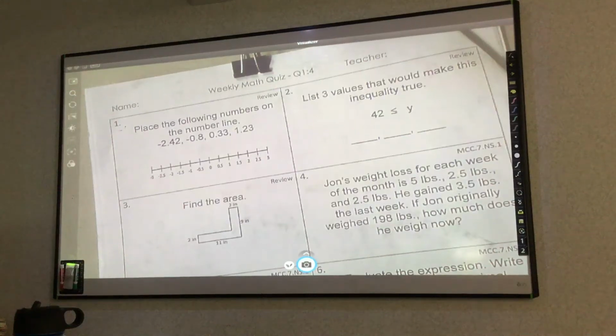So this is the quiz for quarter 1, week 4. And he got back one, up there. Make sure that you show your work on here. You just had to place the following on the number line.